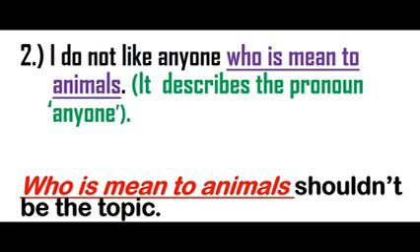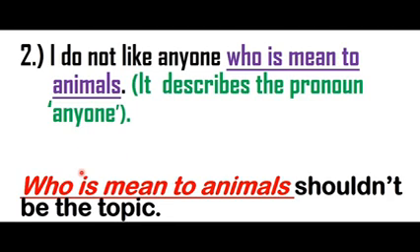Another sentence. Can you read it with me? I do not like anyone who is mean to animals. What is the adjectival clause here? Who is mean to animals. And it describes the pronoun anyone. I want us to learn something here.